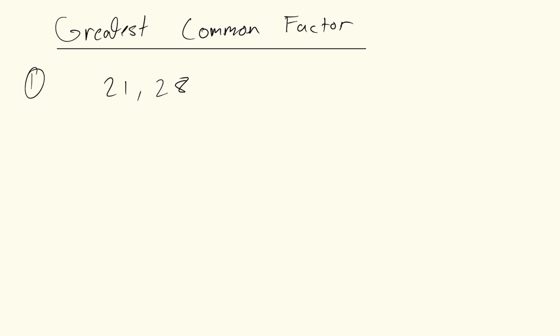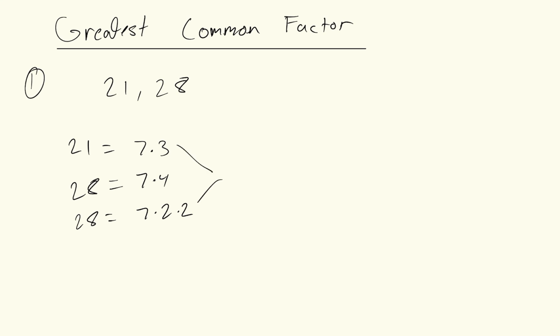So for 21, we have 7 times 3, and that's also the prime factorization of 21. And for 28, we have 7 times 4. But we can break that down. We can break 7 times 4 into 7 times 2 times 2, because our goal is to find the prime factorization. So these two are both prime factorization.